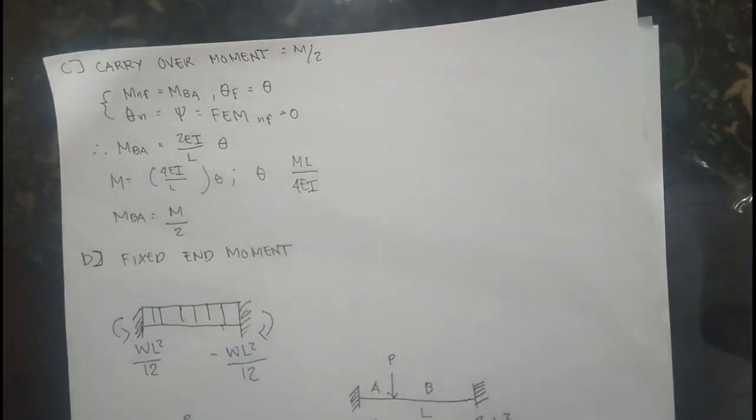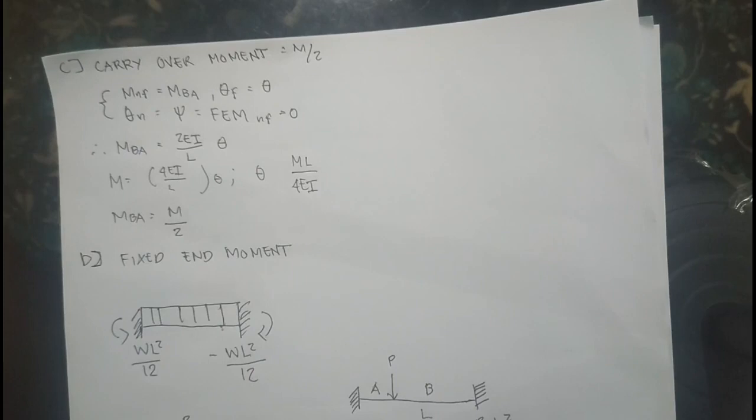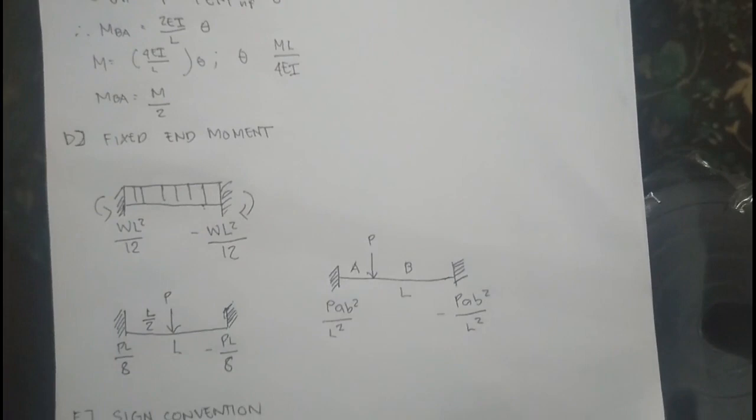The next step is the carryover moment, which equals M over 2. So MNF equals MBA, theta F equals theta, theta N equals the fixed end moment, and NF equals 0. Therefore, MBA equals 2EI over L theta, and MN equals 4EI over L theta. So theta equals ML over 4EI, and MBA equals M over 2. That is the final answer.